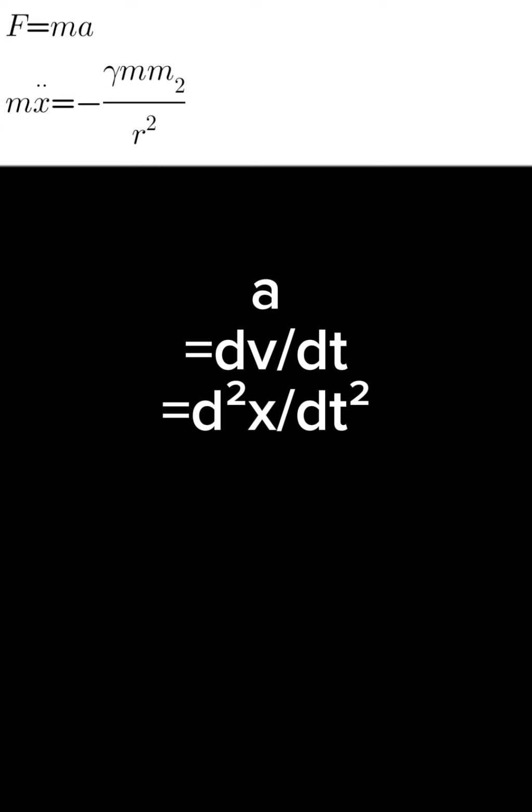First of all, we write the equation for the force, F equals ma. In this case, we will write it as x double dot, which is the second derivative of distance with respect to time. This is equal to γ m m₂ over r squared, which is Newton's universal law of attraction.